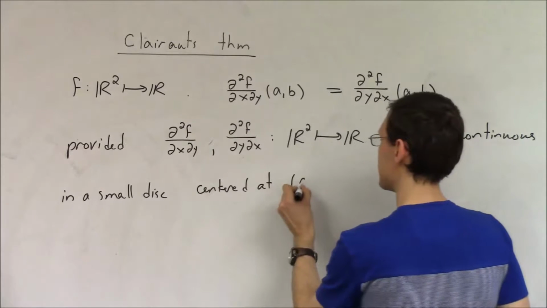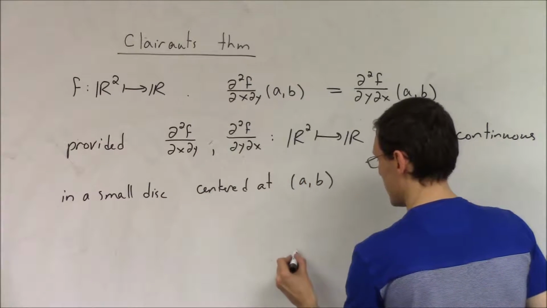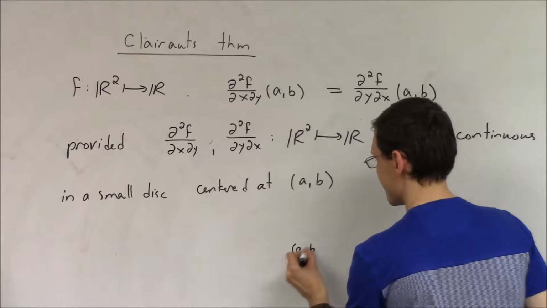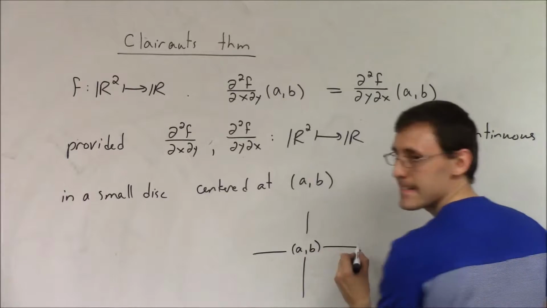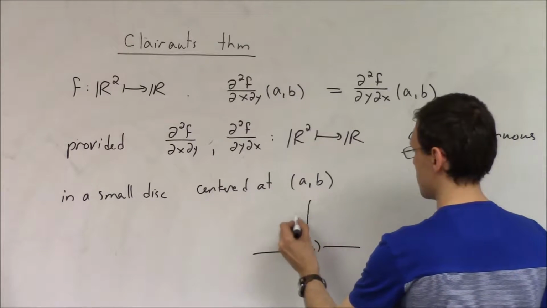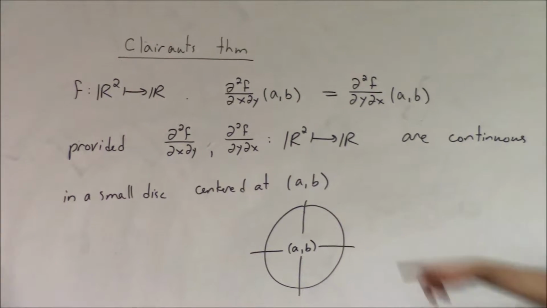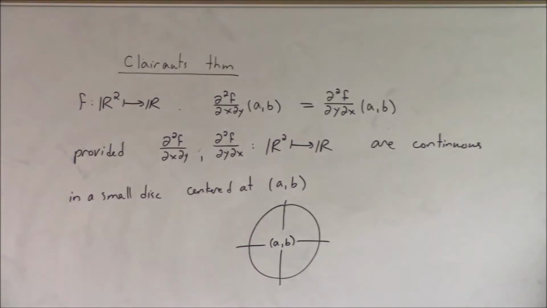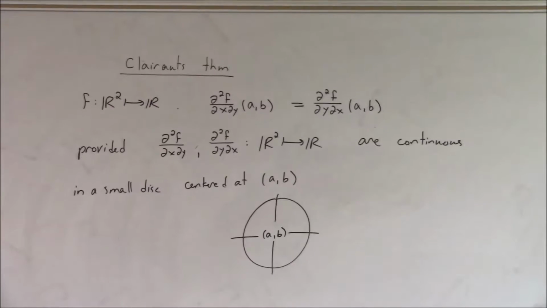at (a, b). So the picture is, this is (a, b), and this is the disk, and inside of this disk they have to be continuous. It could be microscopic. Okay? So let's prove that.